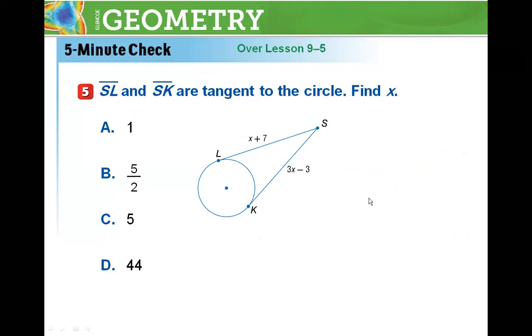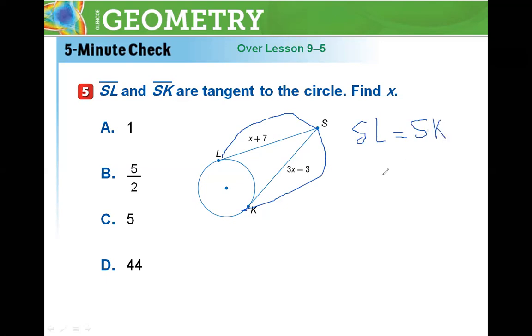SL and SK are tangent to the circle. Find x. So we said yesterday that if you have two tangents that start from the same exterior point outside, they are equal in length. It means SL is equal to SK.